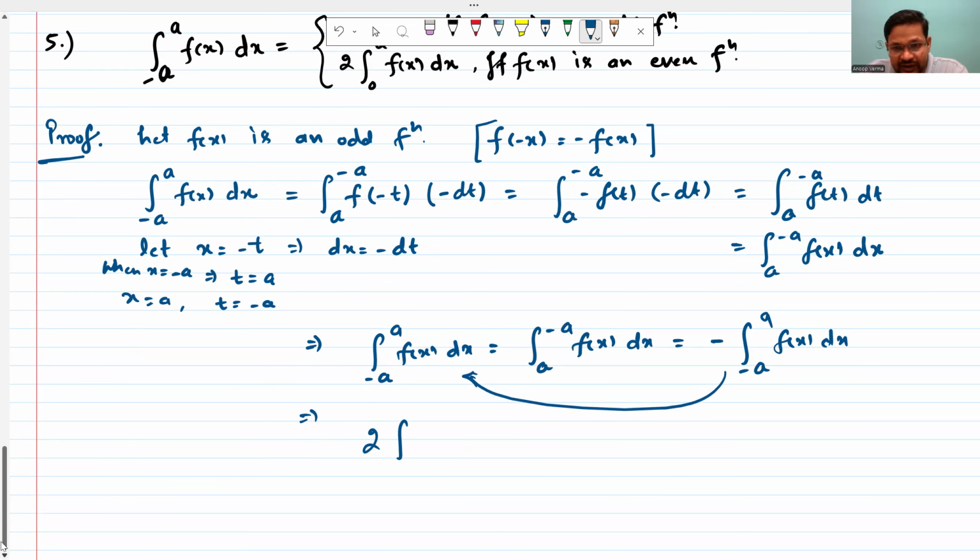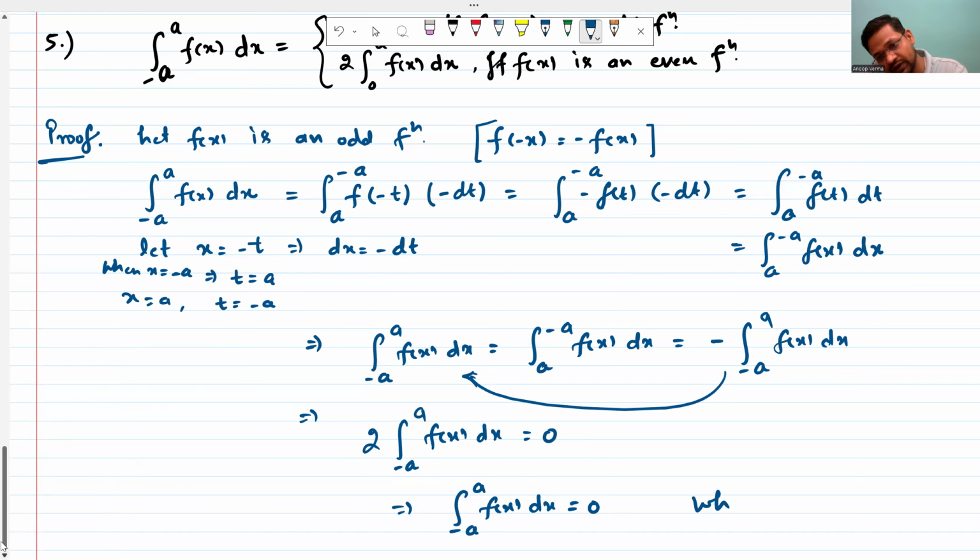It will be 2 times the integral from minus a to a of f(x) dx is just equal to 0. So from here you will get the integral from minus a to a of f(x) dx is just equal to 0, when f(-x) is just equal to minus f(x). It means it is an odd function. So if the function is odd, you can easily say the definite integration from minus a to a of f(x) dx is equal to 0.